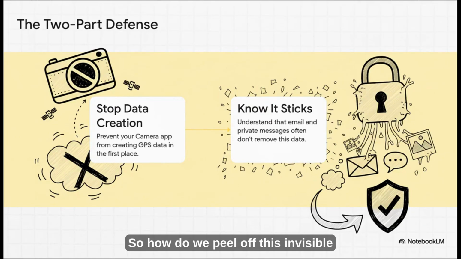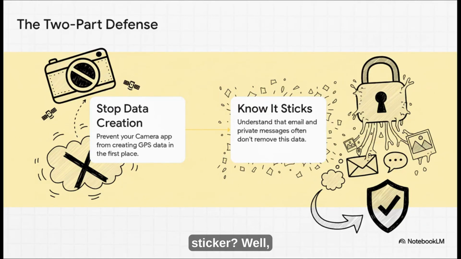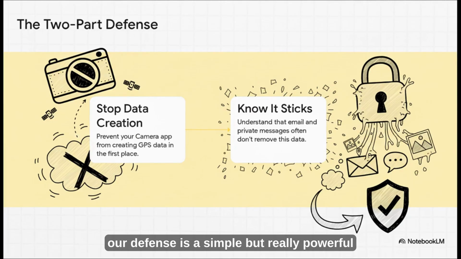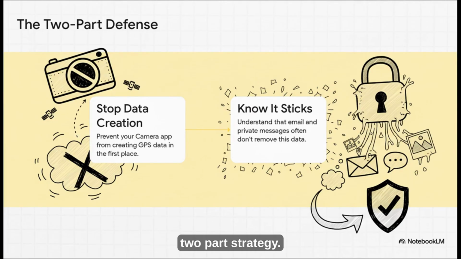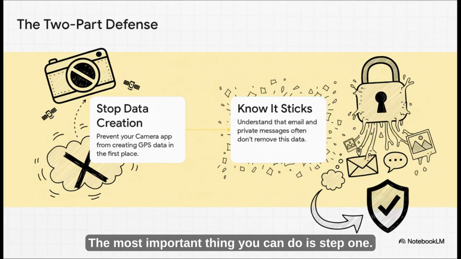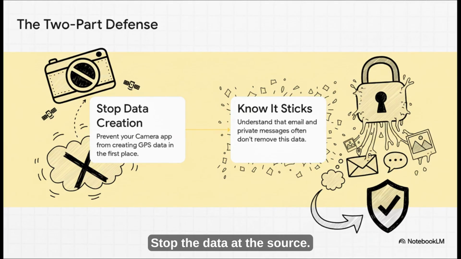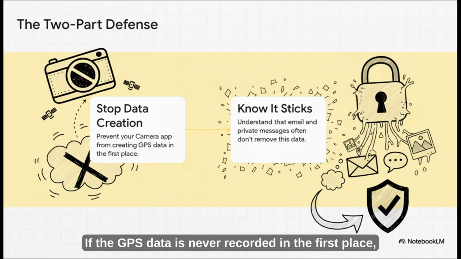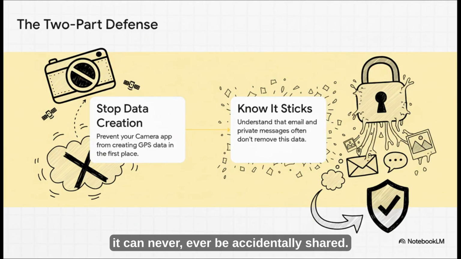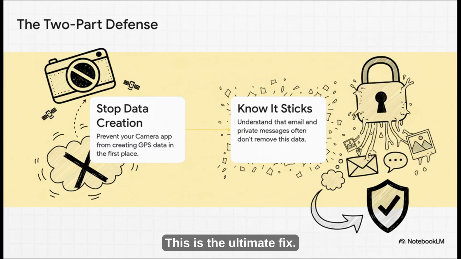So, how do we peel off this invisible sticker? Well, our defense is a simple but really powerful two-part strategy. The most important thing you can do is, step 1, stop the data at the source. We need to tell the camera, hey, stop writing down the address. If the GPS data is never recorded in the first place, it can never, ever be accidentally shared. This is the ultimate fix.